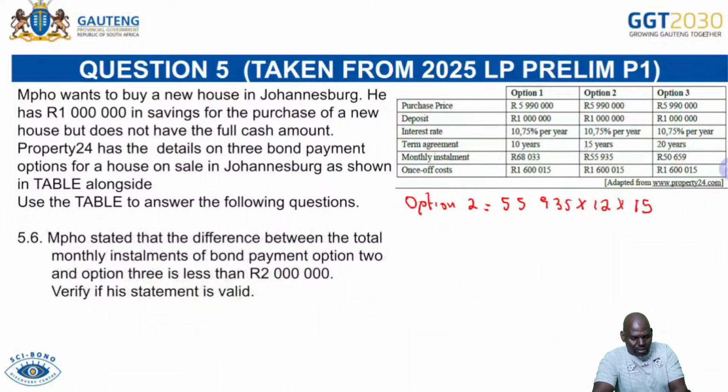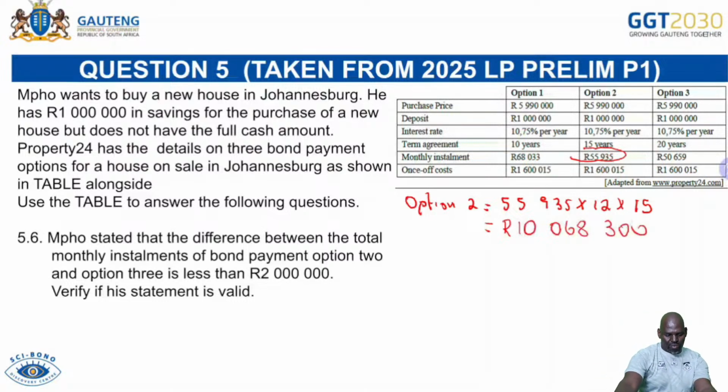So the monthly installment, which is this one, 55,935, we multiply by the number of months and we multiply by the number of years. So this will give me 55,935 multiplied by 12 multiplied by 15. I get 10,068,300. That is for option number 2.